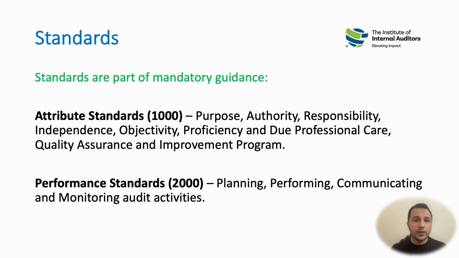The internal audit standards are divided into two components: attribute standards and performance standards. Attribute standards all start from the 1000 series, and the performance standards start from the 2000 series. The attribute standards talk about the key attributes or characteristics of internal audit, whereas the performance standards guide you in how to perform the internal audit activity. So this is the main difference between attribute and performance standards.